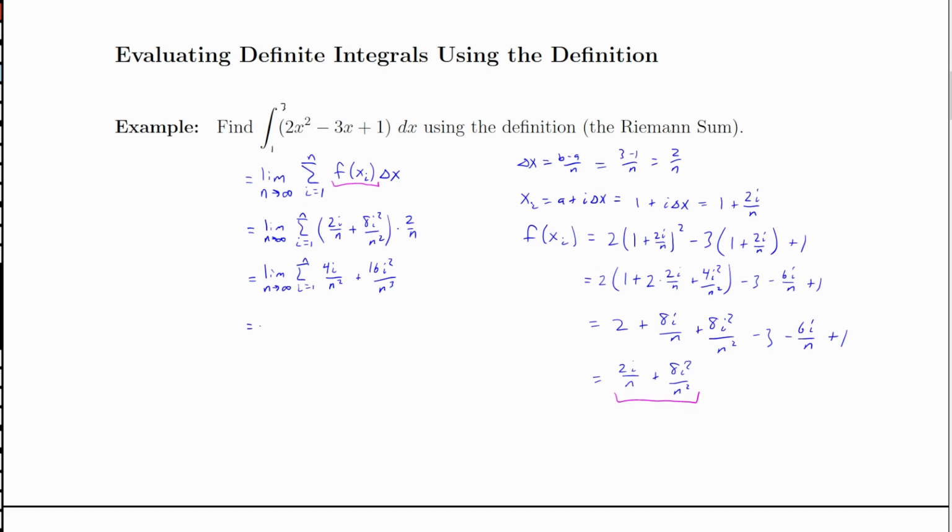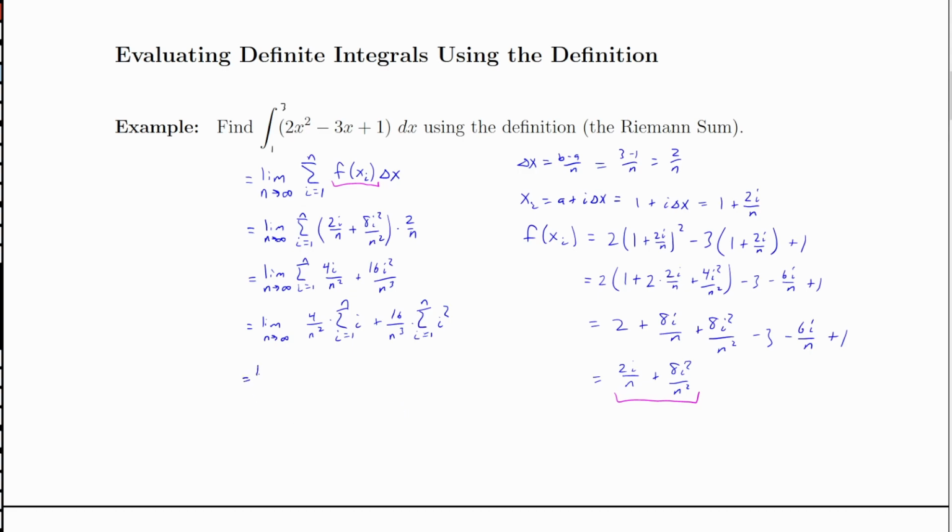And now I'm going to use the properties of sigma notation, and I'm going to break this up into two sums, and I'm also going to factor out the constants. So n doesn't change as we go through the sum because i is my counting variable. So this first one, the 4 over n squared, factors out, and the second one, 16 over n cubed, factors out. And here we're left with the sum from i equals 1 to n of i squared.